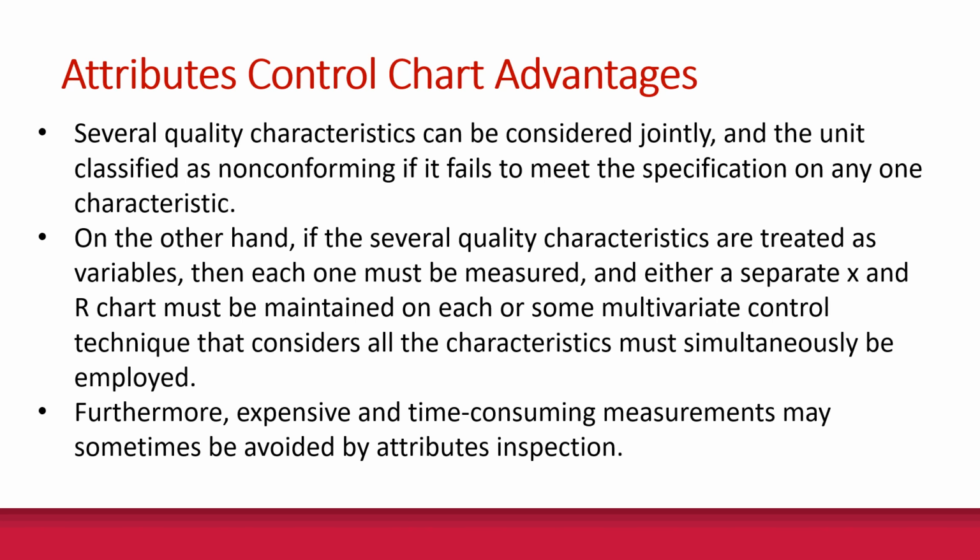There are several advantages of attributes control charts. Several quality characteristics can be considered jointly, and the unit classified as non-conforming if it fails to meet the specification on any one characteristic. On the other hand, if several quality characteristics are treated as variables, then each one must be measured, and either a separate X and R chart must be maintained on each, or some multivariable control technique that considers all the characteristics must be simultaneously employed. So in other words, variable control charts are much more complicated than attributes control charts.